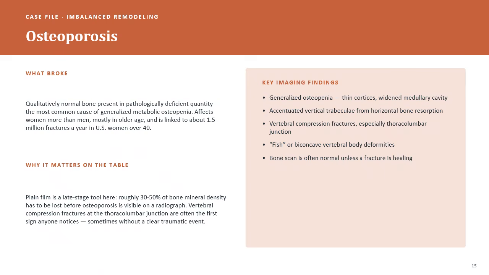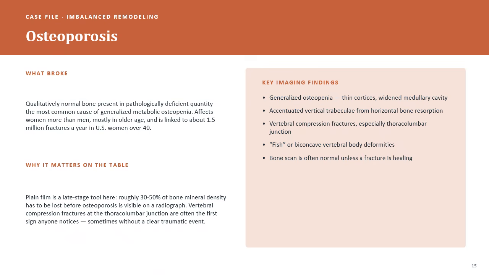Our next case file is for osteoporosis. So we're looking at a metabolic disorder. Osteoporosis is when the bone density of the patient is deficient, so there's a loss in bone density. It is a common form of osteopenia, and it affects more women than men, especially older women, typically over the age of 40.